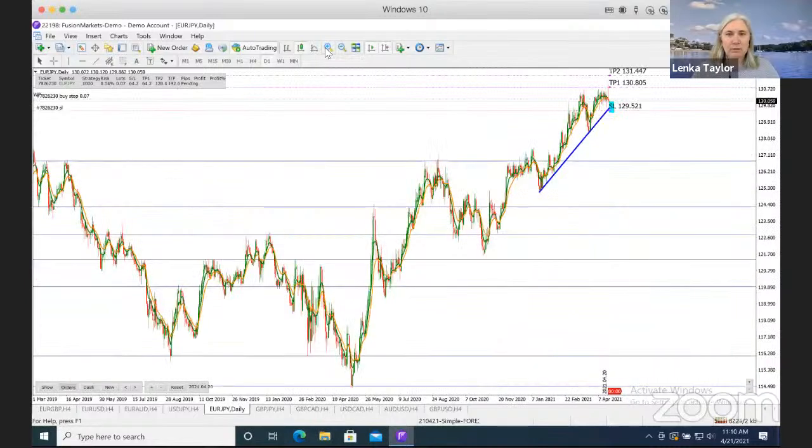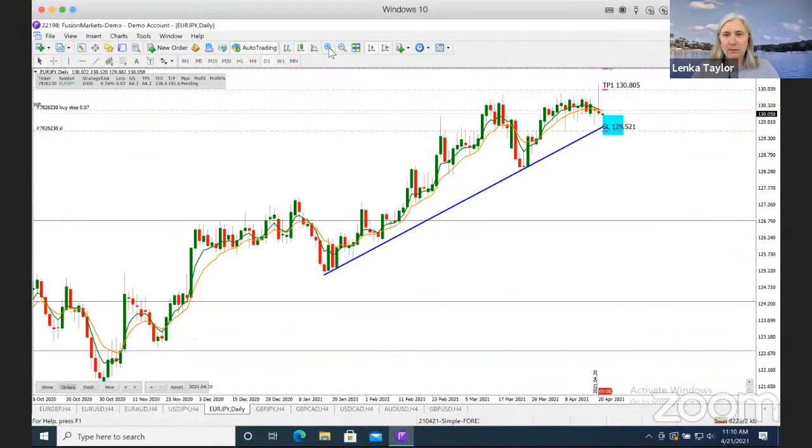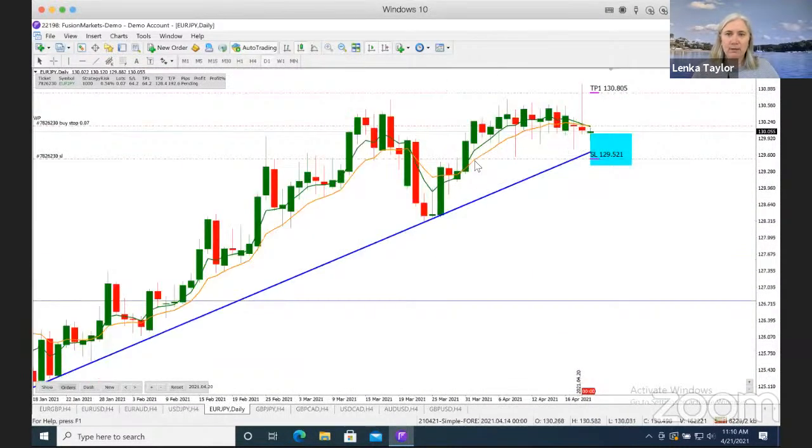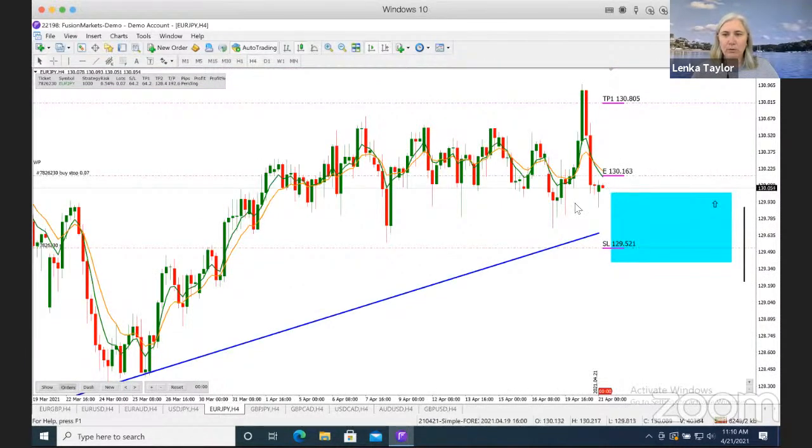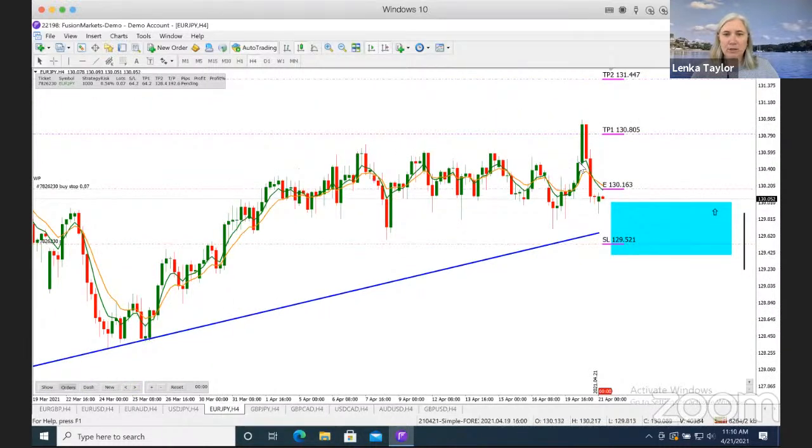Okay, so D1 EMAs still following that sort of trend line there. So on H4, all I look for is the entry. And since it's been ranging sideways, then if the entry is at the bottom of the range, then I'm happy to enter in. So that's the logic behind that.